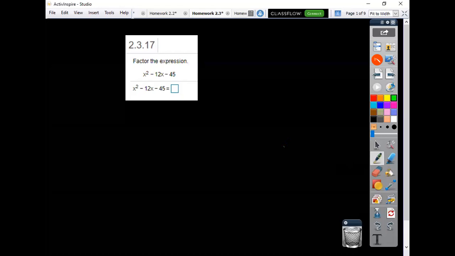Okay, problem 2.3.17, Algebra 2 MathXL homework. So how do we do factoring with quadratics? They gave us x squared minus 12x minus 45, and we're supposed to factor that.